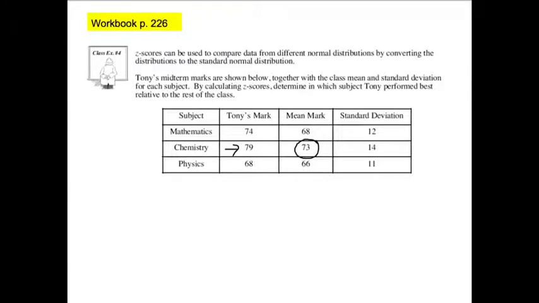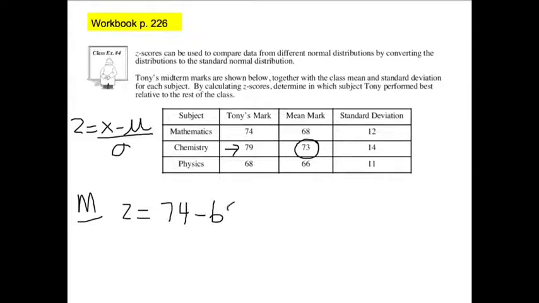So we're going to use the z-score formula, which is z is equal to the data point minus your mean, all divided by your standard deviation. Alright, so for math, what you're going to have is z is equal to 74 minus 68, all divided by 12. And when you work that out, what you're going to end up with is a z-score of 0.5.